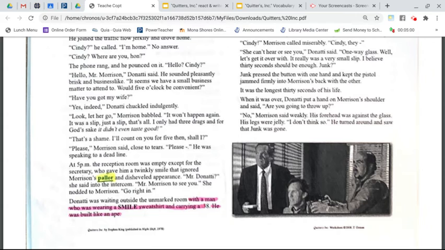At 5 o'clock, the reception room was empty except for the secretary, who gave him a twinkly smile and ignored Morrison's pallor and disheveled appearance. Mr. Donati? She said into the intercom. Mr. Morrison to see you. She nodded to Morrison. Go right in. Donati was waiting outside the unmarked room with a man who was wearing a sweatshirt and carrying a .38. He was built like an ape.